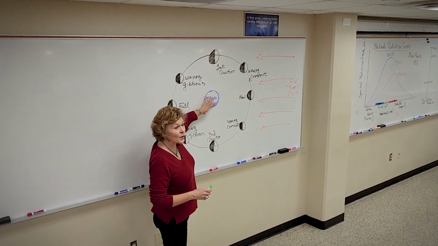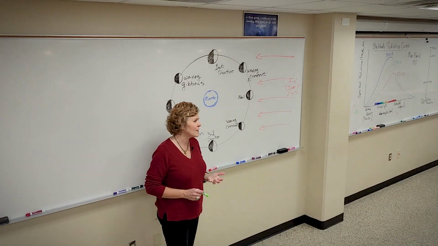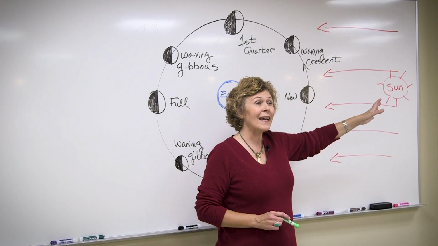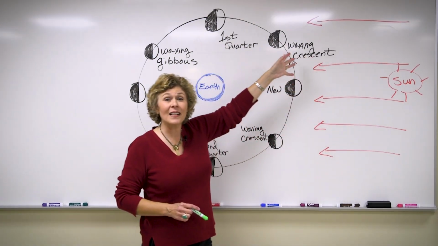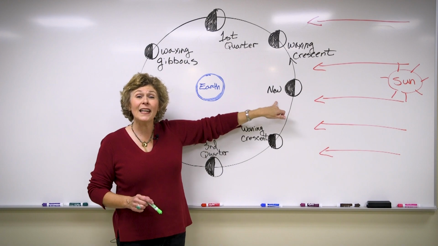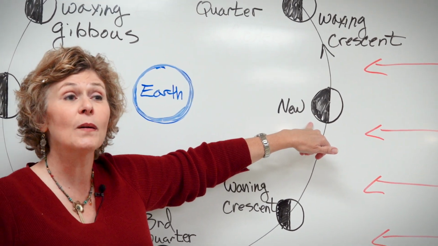Here we are on the Earth, and the moon is something called an illuminated object. It doesn't give off its own light, it just reflects light. So the sun is a long way away, and the beams of sunlight are coming towards us. When we're on the Earth and the moon is between us and the sun, we only see the back side of the moon, and that is a new moon.